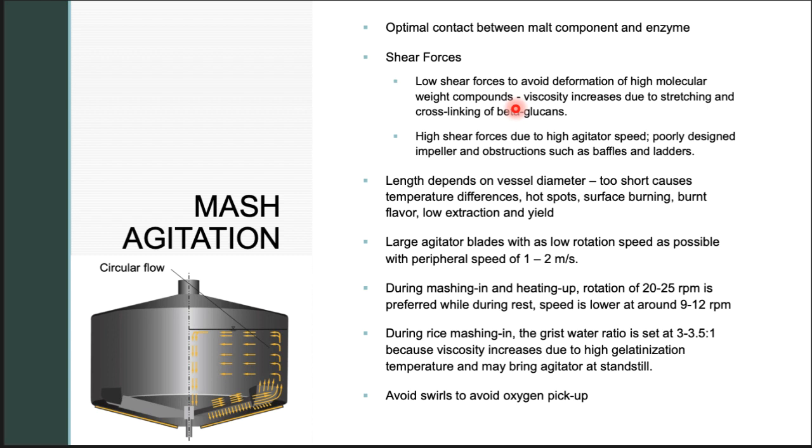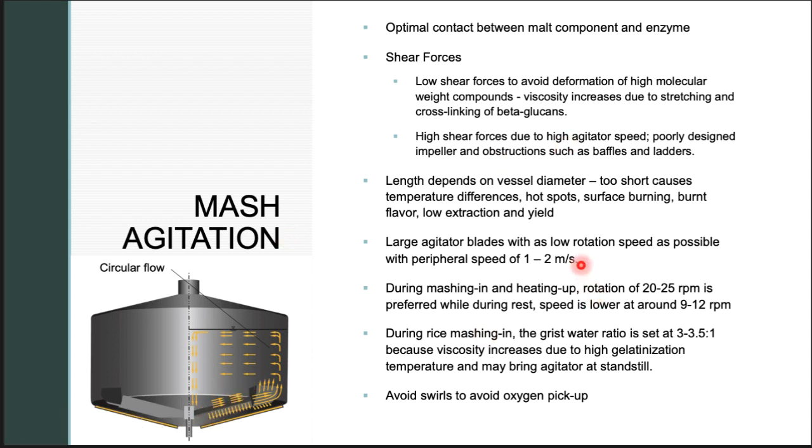For example, beta-glucan may stretch under high shear forces and make extensive cross-linking, like we have seen in a previous video, and hence it increases the viscosity of the mash. Under high viscosity, the action of amylolytic and proteolytic enzymes is less efficient, and it will cause high torque for the motor of the agitator and high current consumption.